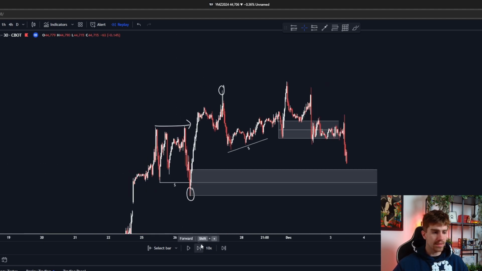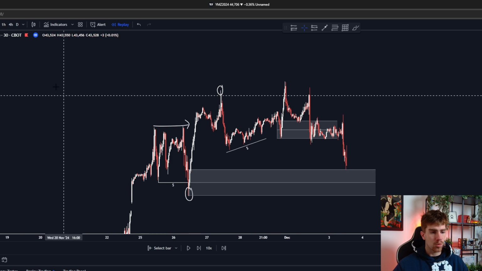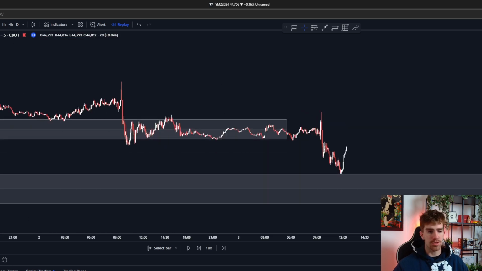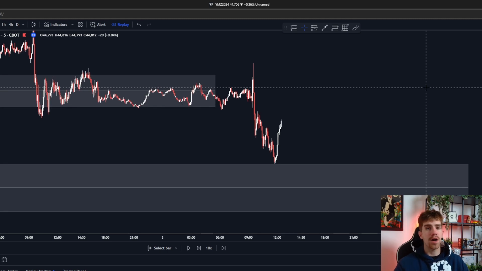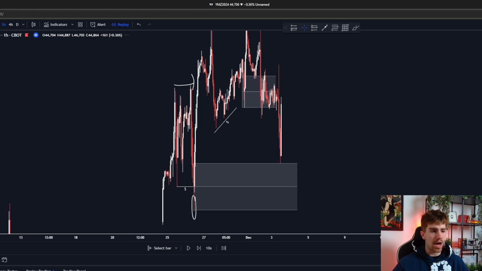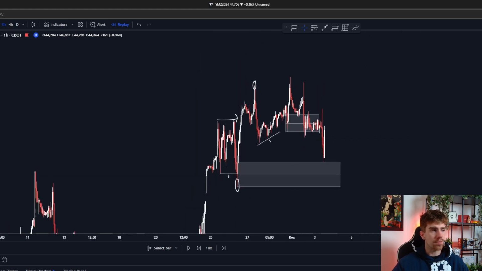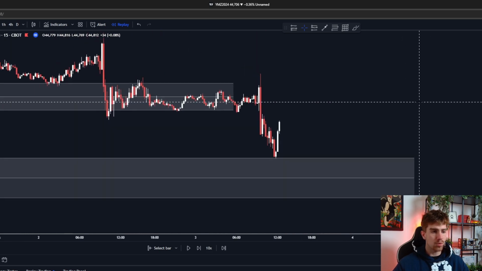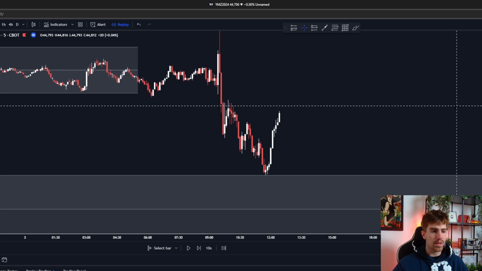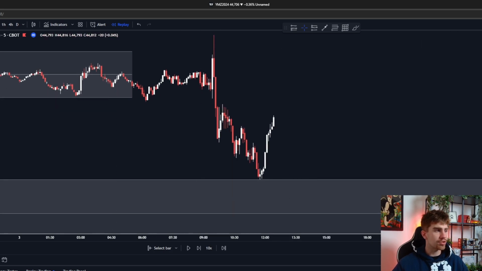Once we get the tap of this demand right here, we're going to look for a lower time frame entry. What I usually look for is a 5 minute. I go from 15 to 5 or 15 to 1. This is just showing you the external structure on the hourly leading into the 5 or 15 minute. If we go to the 15, we can see a little sense of direction and structure. But if we go to the 5 minute, we can see our true structure form.